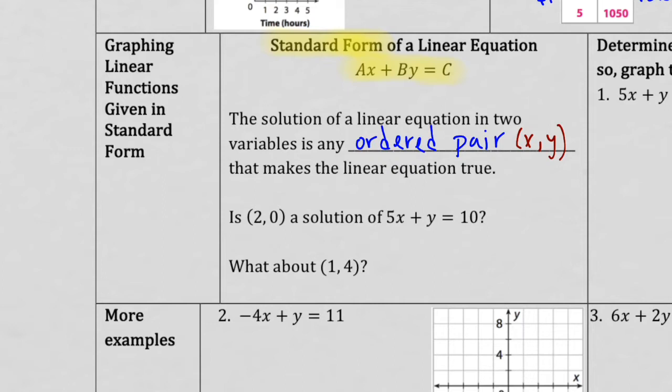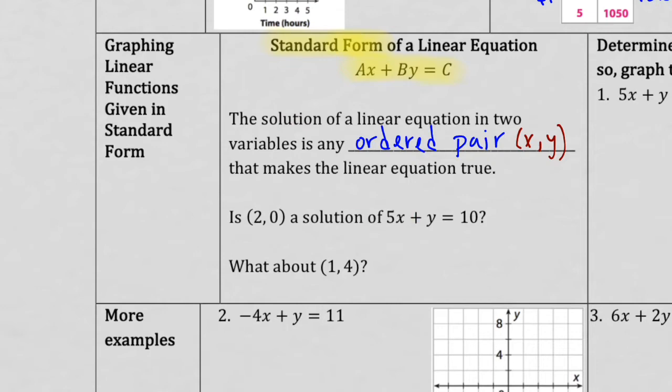So like this one, let's look underneath. Is (2, 0), here's an ordered pair, is this a solution of 5x plus y equals 10? How do we know if it's a solution or not? We're going to test it. The first number represents x. The second number represents y. So we're going to take these two numbers and plug them in right there to see if it makes the equation true. If it makes the equation true, then it is a solution. If it doesn't, then it's not a solution.